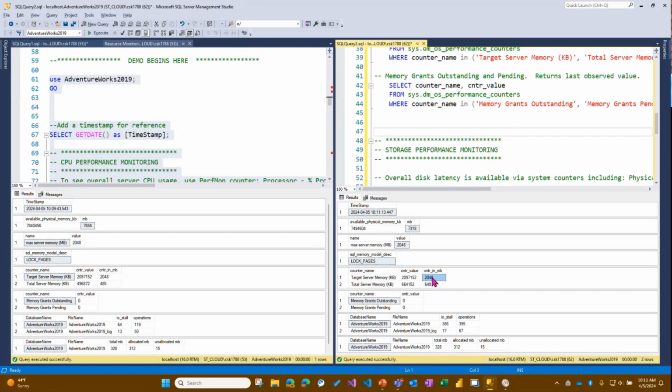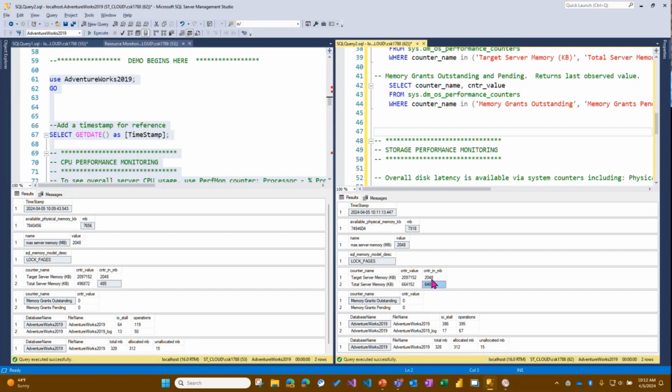Target server memory is still at that 2048, matching our max server memory. Now this number can decrease if SQL Server recognizes that the overall system is running into some memory contention issues. It can decrease this target server memory on its own to limit itself to ensure overall system stability. Total server memory, we can see that it did increase from 485 to 648. So 200-ish, 150 or so megs of memory increased.